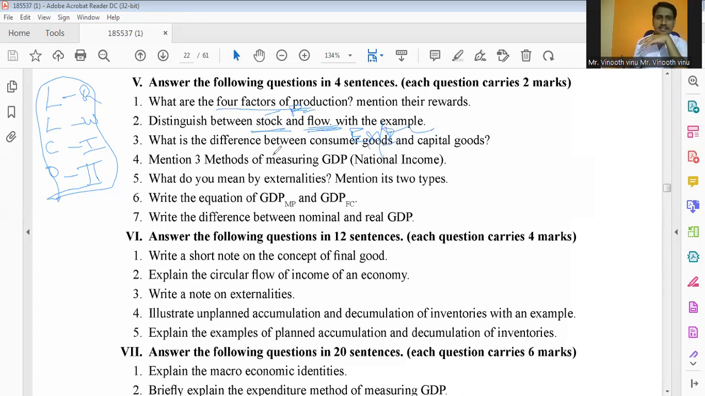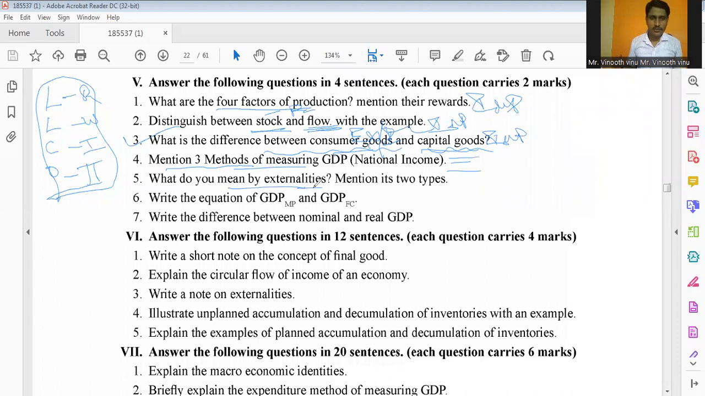Okay, next, what is the difference between consumer goods and capital goods? Consumer goods are the goods which are used for consumption. Capital goods are the goods which are used for production. That's all. Mention three methods. This is most important. Three methods: product method, income method, expenditure method.